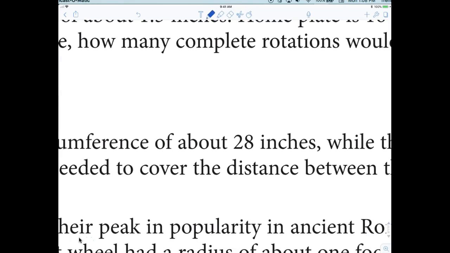I know some of you don't know baseball, but do you remember in baseball, this kind of looks like home plate for whatever reason. I don't know why, but that's home plate. It kind of looks like a house.